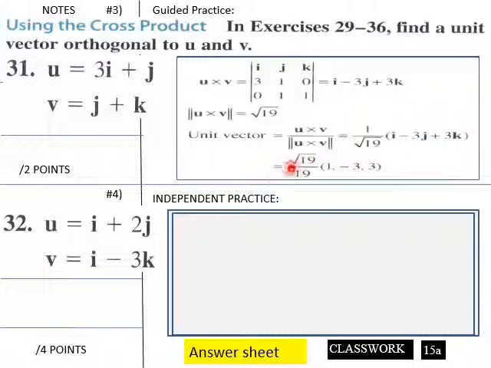This comes out to be in radical 19. When we rationalize our denominator here, we have radical 19 over 19 times 1, negative 3, and 3. So this would be a unit vector that would be orthogonal to u and v.